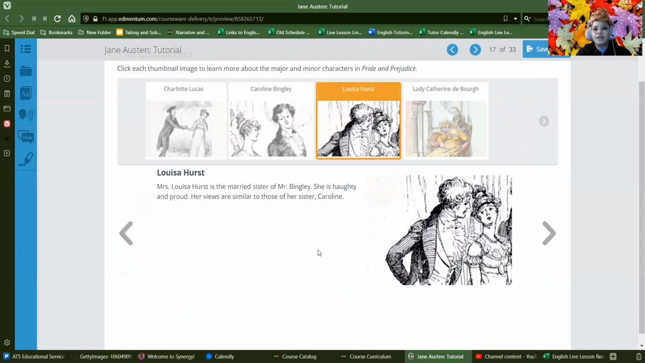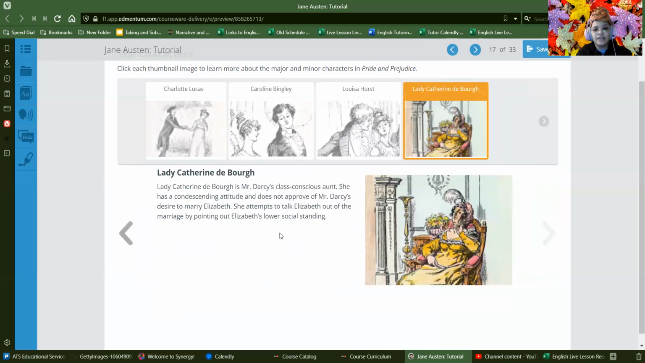And then we have Louisa Hurst. She's the married sister of Mr. Bingley. She is haughty and proud. Her views are similar to those of her sister Caroline. So if we know that Caroline is basically kind of uppity and rude because she knows that she's valuable socially, Louisa having the same views as her doesn't say good things about her.